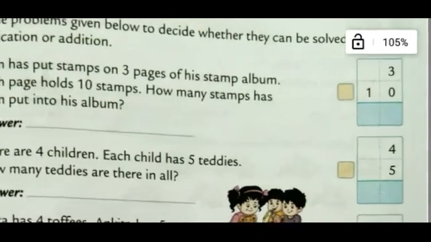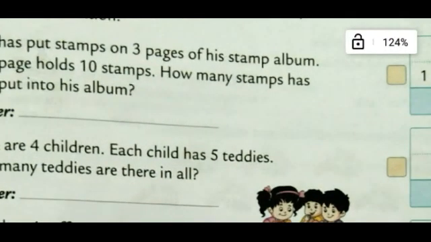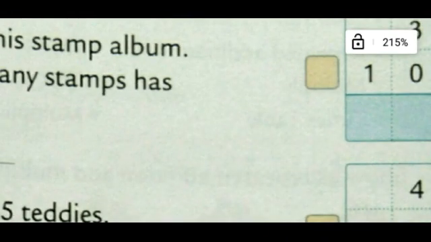Here they are saying Arun has put stamps on 3 pages. He has a stamp album in which in 3 pages he has put stamps. And each page holds 10 stamps. So what we have to do? Multiplication or addition? We can't add because they are saying that in 3 pages, each page has 10 stamps. So where they are asking each, that means we have to multiply. So let's do that.